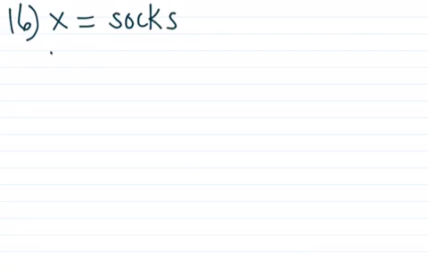The question says write a system of two equations that represent the number of pairs of socks and shorts bought each year. Well, the first thing we need to do is determine our variables. I commonly just use X and Y. X will be socks, meaning pairs of socks, and Y will be shorts.